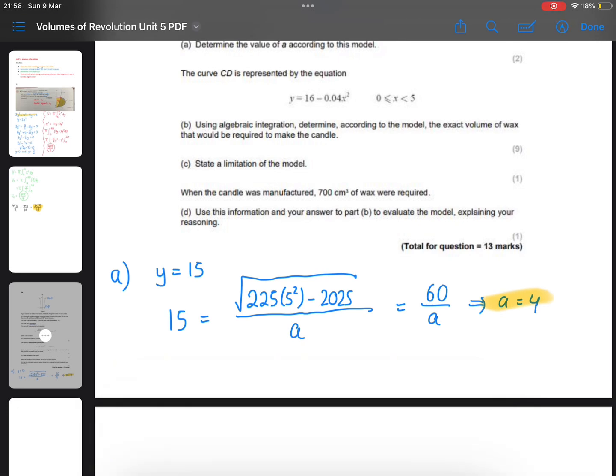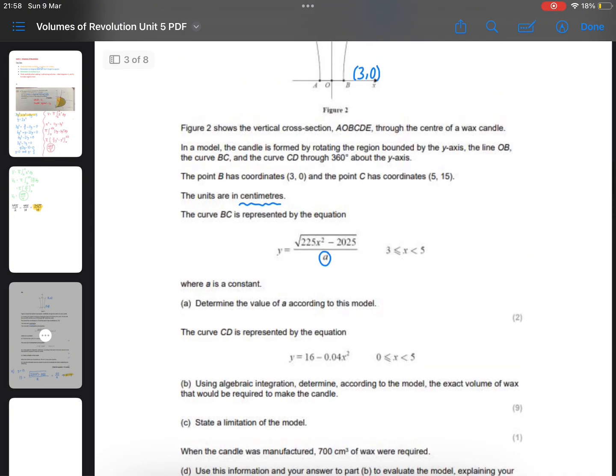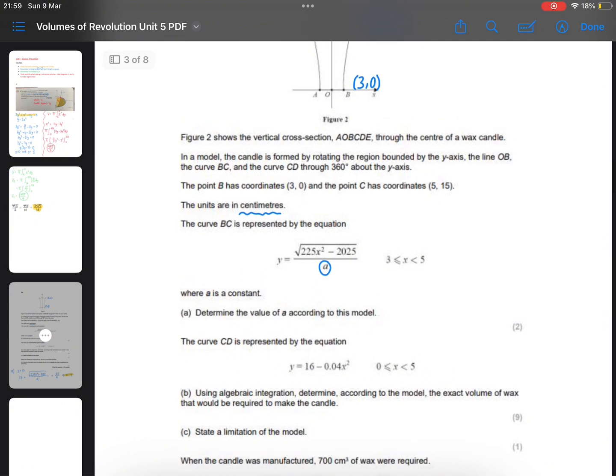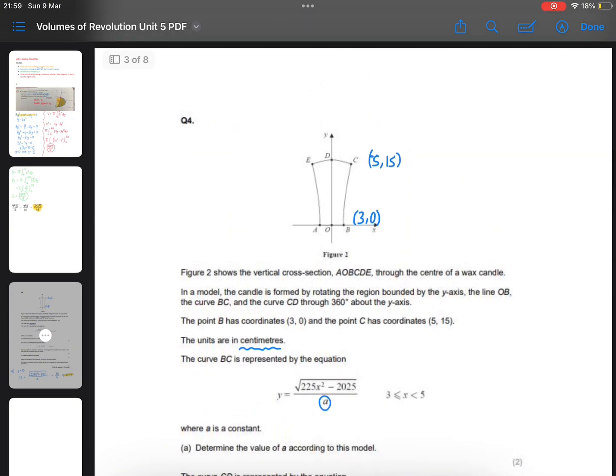And then we've been told the curve CD is represented by the equation y equals 16 minus 0.04x squared between 0 and 5. And we need to determine the volume of wax that would be required to make the candle, so the volume of the candle.